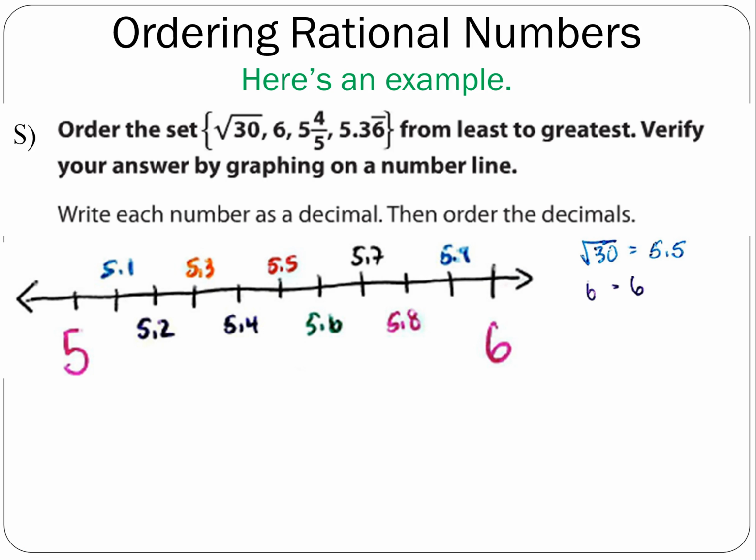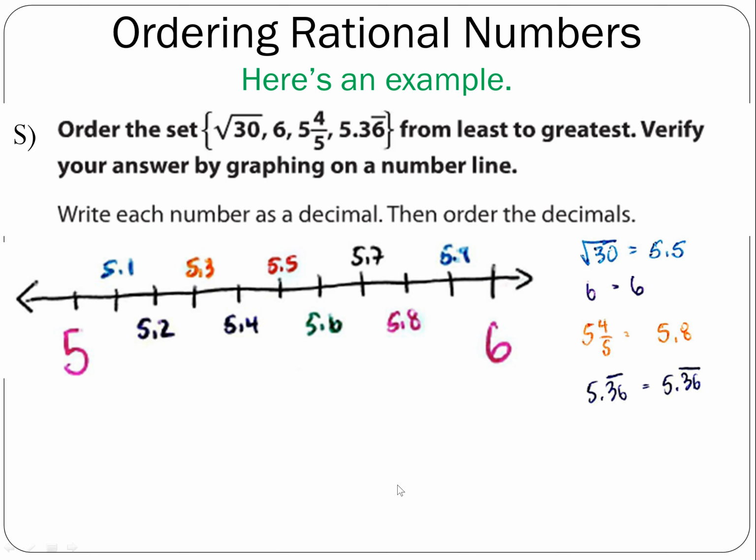6 does equal 6, and 5 and 4/5 does equal 5.8 or 5 and 8/10. Now 5.36 repeating is already a decimal, so I made an error when I put the line over the 3. Those of you looking at the video have a problem, because those of you listening know the correct written form, which is just like this. And I'm going to take each of these and place them on my number line.